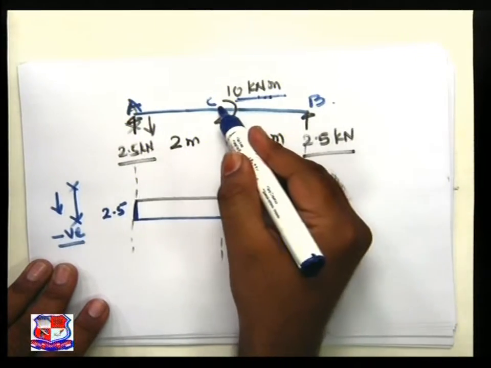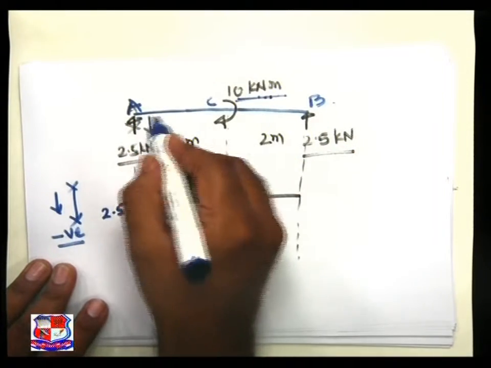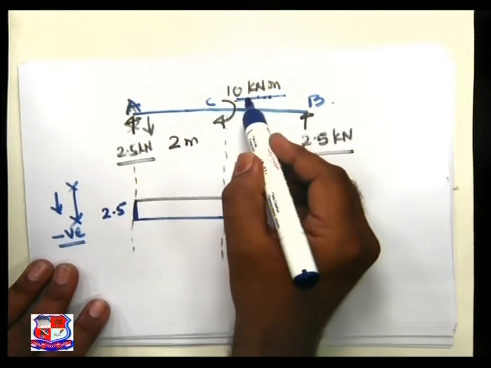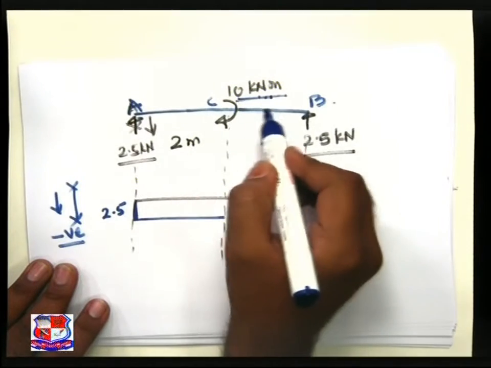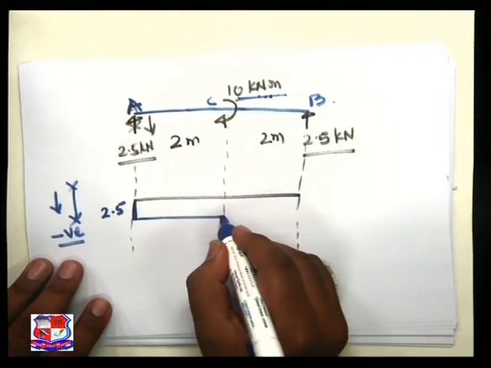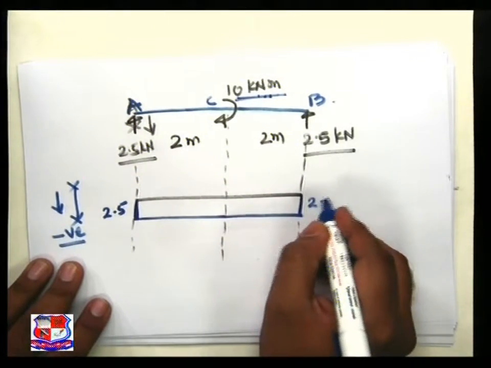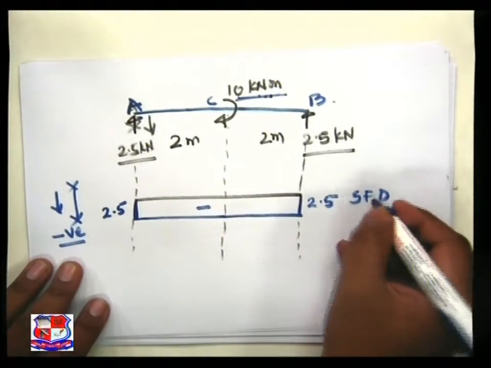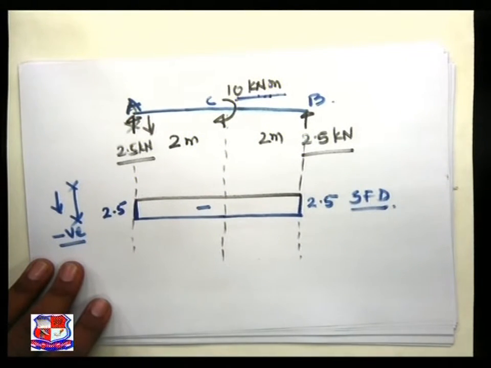Once again, between C and B there is no load. So between A and B there is not a single concentrated load acting. I will repeat, a concentrated moment is acting, but no concentrated load is acting between A and B. Hence the variation is given by a horizontal straight line and then reaction RB, negative sign. This is my shear force diagram. I wish it is now clear to you.